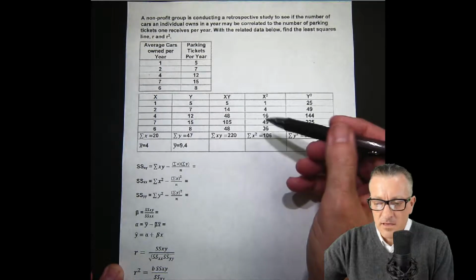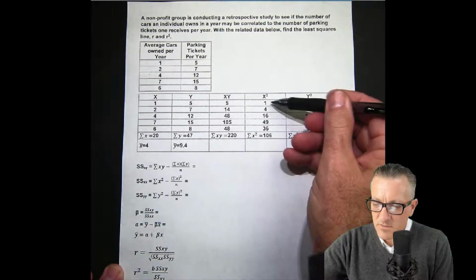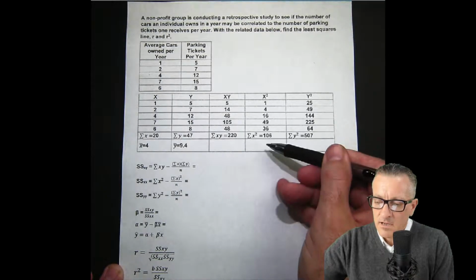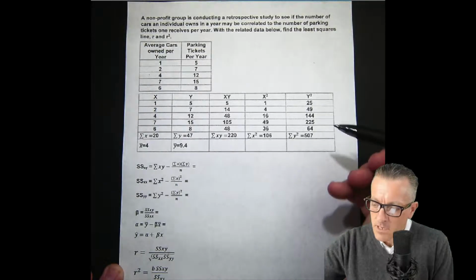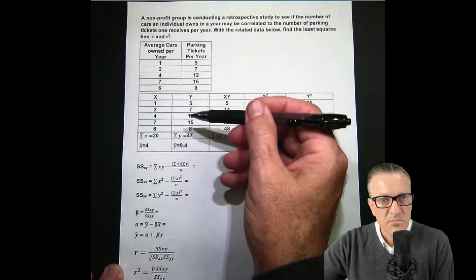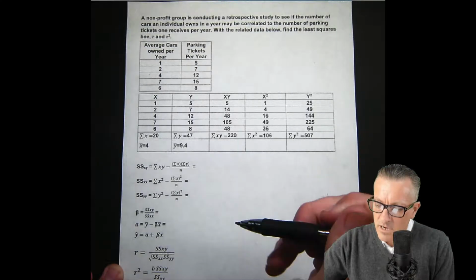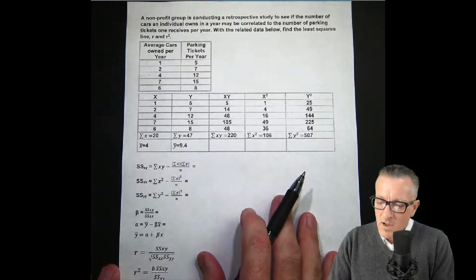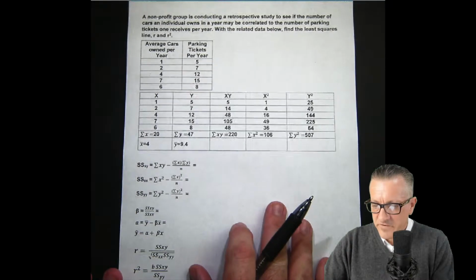Then the x squared, that's what this column is right here, and then the sum of all of the x squared. Then y squared, and the sum of all of the y squared, and that's 507. So that's what all of these are right here. I pre-did some of it because I want to focus on the math down below. That's the goal of this video.